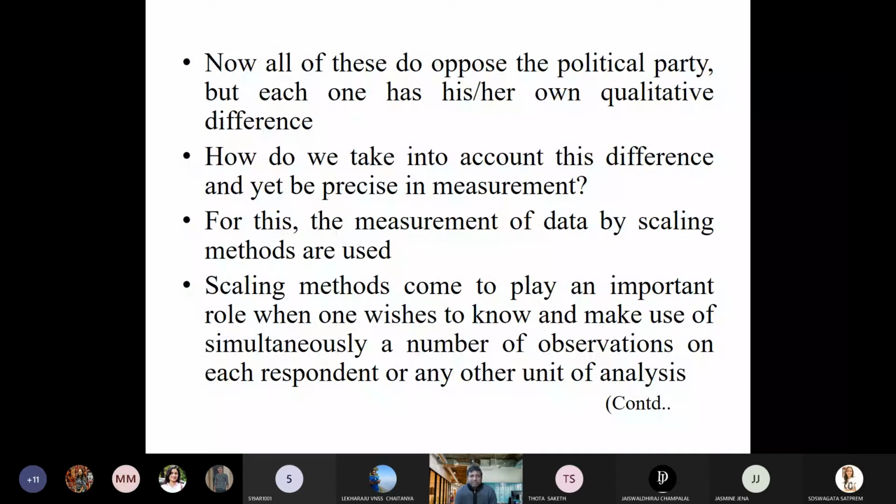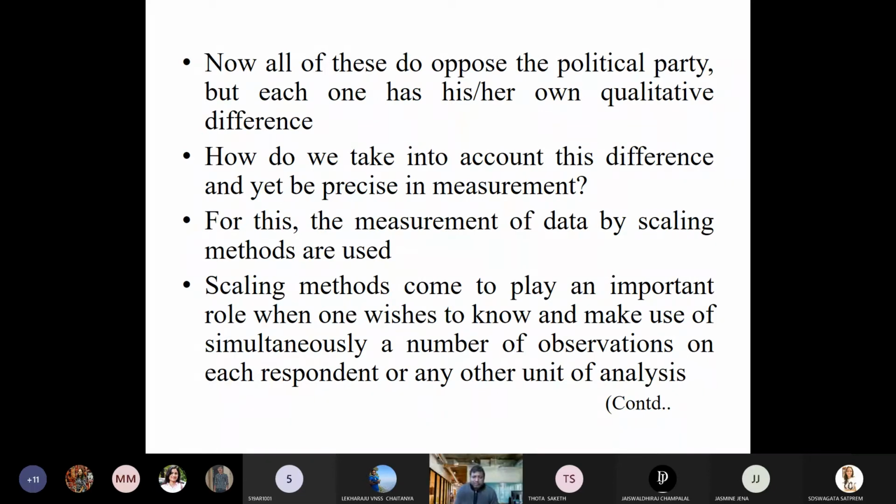How do we take into account this difference and be precise in measurement? When there are differences in public perception and public opinion, how do we measure those differences? Because unless we measure those differences, we cannot come to the real calculation that this much percent of people are happy and this much percent are not happy. For this, the measurement of data by scaling method is used. So to measure all these differences, what do we do? We use scaling methods, and generally we use them to measure these basic differences.